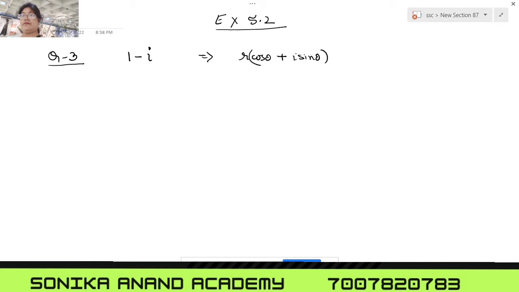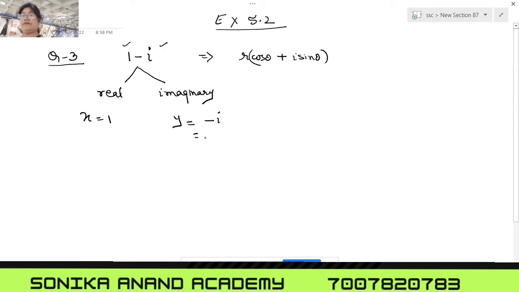What's the first step? Ritika, what's the first step? We break into the real part and the imaginary part. Clear? So the real part is 1 and the imaginary part is minus I. So the value of x is 1 and the value of y is minus 1 into I, because a complex number is what? A plus IB. So B, the coefficient, is the imaginary part. So we have to separate the coefficient from the I.